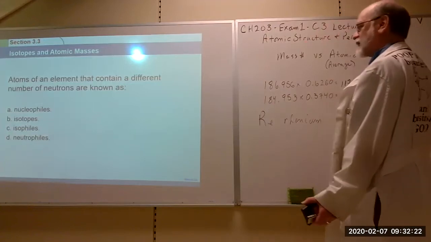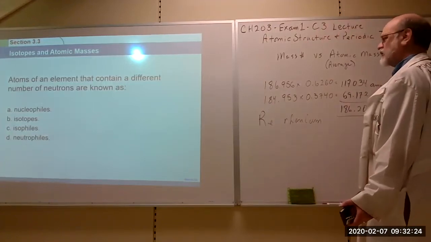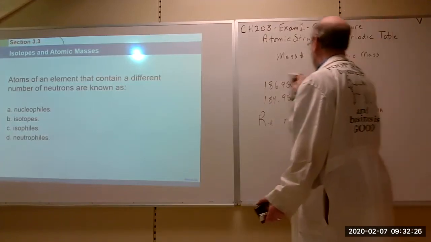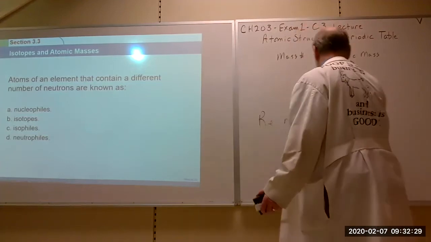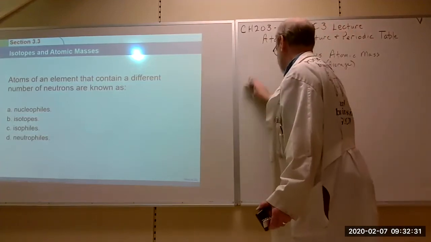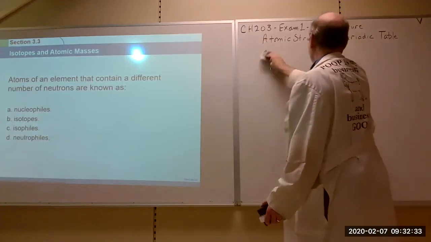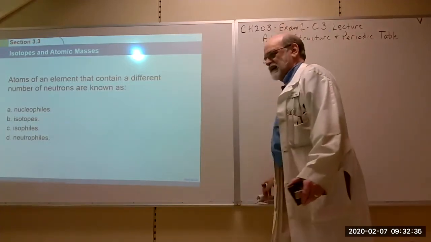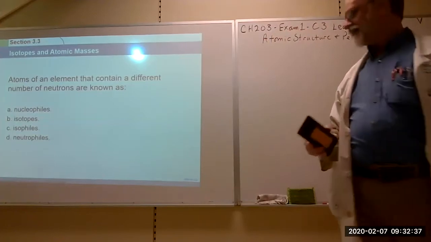All right. Atoms of an element that contain a different number of neutrons are known as, that ought to be fresh in your mind, isotopes, yeah. It's not a trick question.